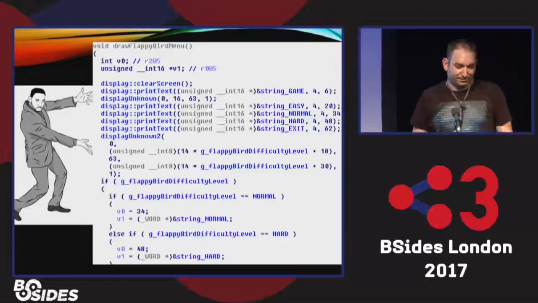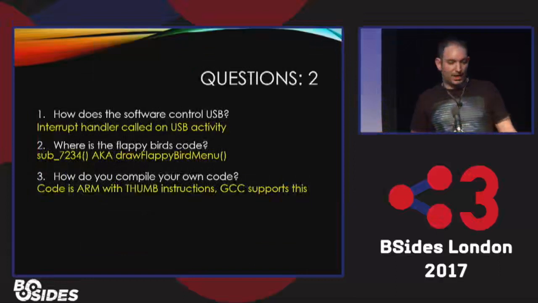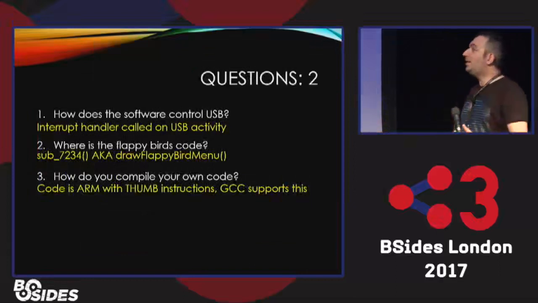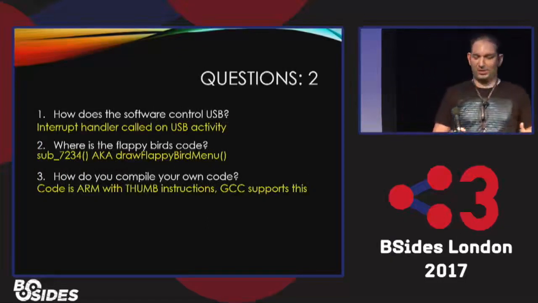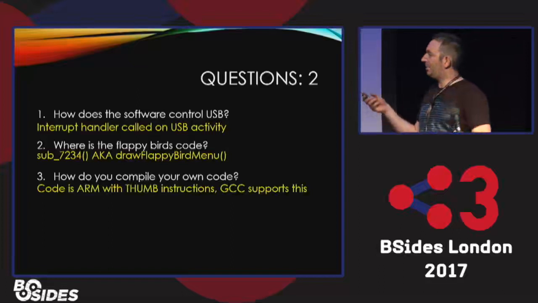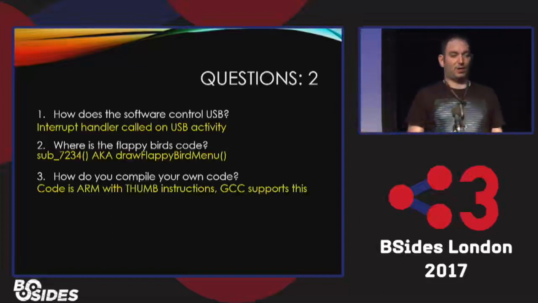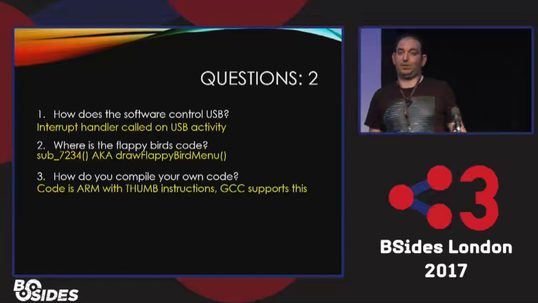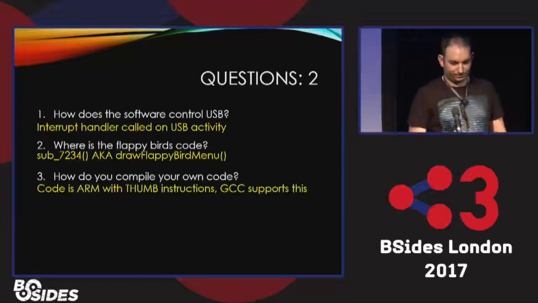Draw Flappy Bird menu. So let's answer our questions. How does the software control USB? Well, there's a USB interrupt handler, and we know the address of it. Where is the Flappy code stored? Well, it's in sub 7234, also known as draw Flappy Bird menu. And how do you compile your own code? Well, at this point, we know that it's an ARM device, it's using the thumb instruction set, and good news is that GCC supports this. So we've got everything we need now to compile code.